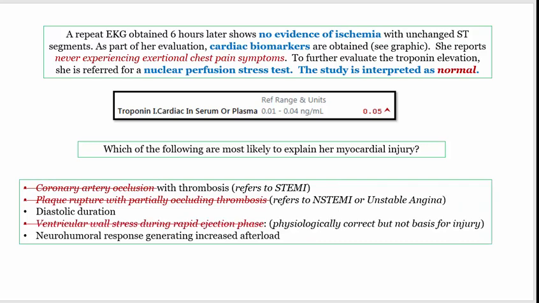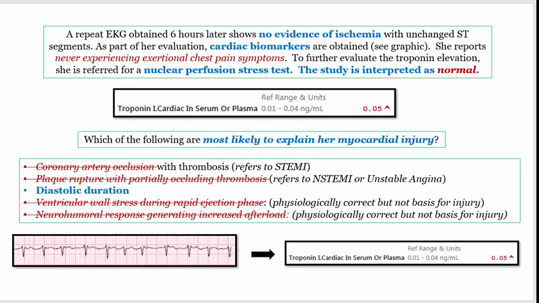As for the fifth option, rapid AFib is certainly accompanied by a neurohumoral response due to poor peripheral perfusion. As a result of both beta-1 and alpha-1 stimulation, afterload will increase with a resultant increase in myocardial oxygen demand, but this is not the best explanation for her injury. So that leaves us with diastolic duration as the correct response.